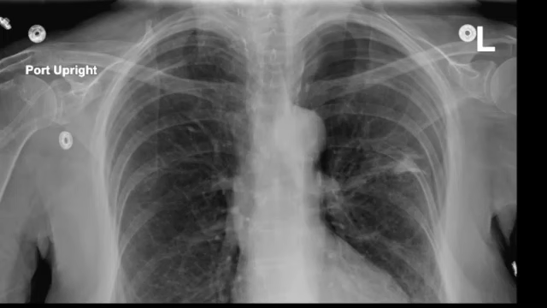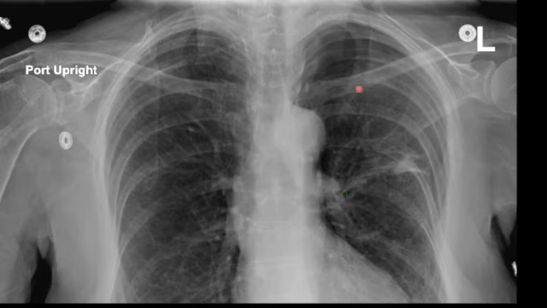Case readouts for pneumothorax. A single view of the chest demonstrates a pulmonary nodule in the left upper lobe. The patient is status post lung biopsy, and there is a post-biopsy left apical pneumothorax. Otherwise, the lungs are clear, normal cardiomediastinal contour, and unremarkable osseous structures.